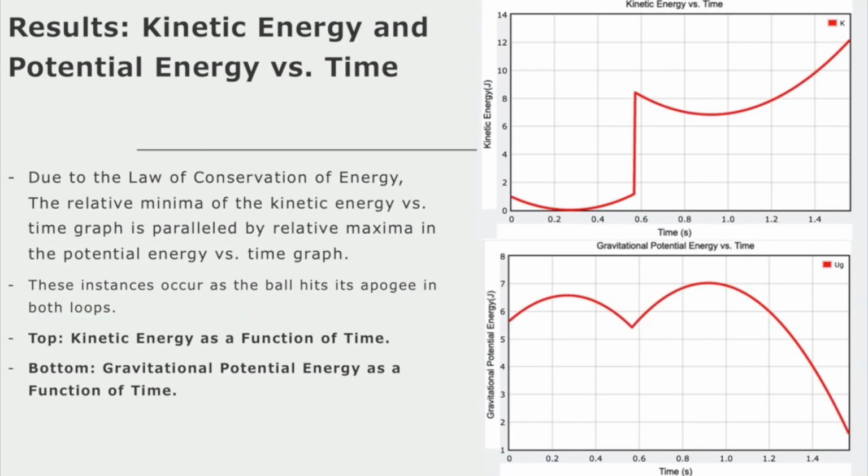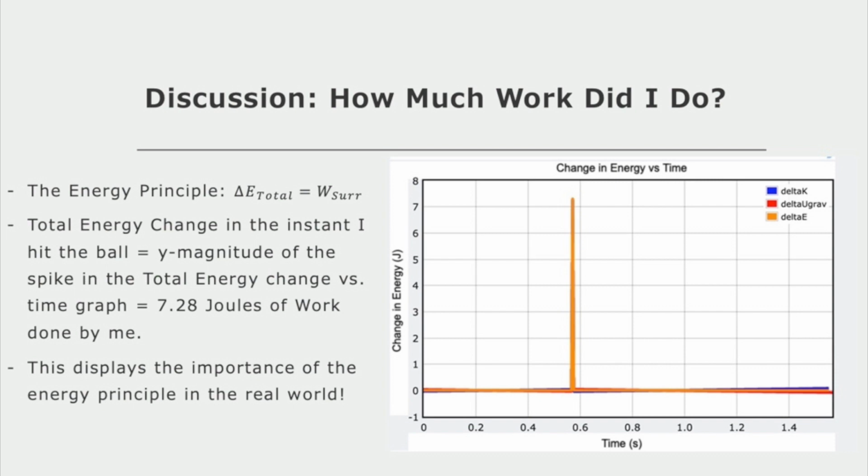The kinetic energy versus time graph displays the two major loops as concave up parabolas, linked by a sharp increase to represent the hitting motion. The relative minima in the two parabolas correlate with relative maxima in the potential energy versus time graph. So how much work did I impart on the system? By the energy principle, the magnitude of the spike in total energy represents the work that I put into the system. Ultimately, I added 7.28 joules of work in the hit.